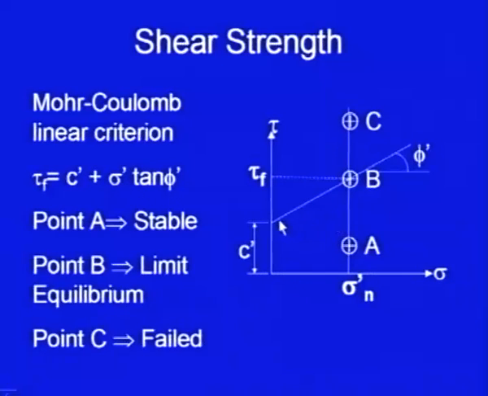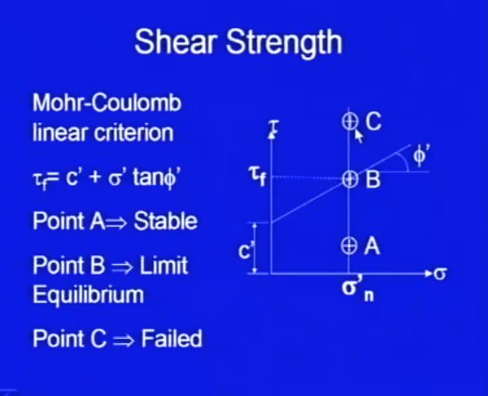Let me explain what this failure envelope means. Let us have 3 points A, B and C. They represent 3 different stress states. When I say stress state on this tau-sigma space, it means there is a given sigma n value, some normal stress value, and some shear stress. This is point A, and the y coordinate represents the shear stress. Another point I have taken is B, which is on the failure envelope, and the shear stress here is exactly equal to the shear strength tau f. I have taken it from this equation. The third point I have taken arbitrarily.